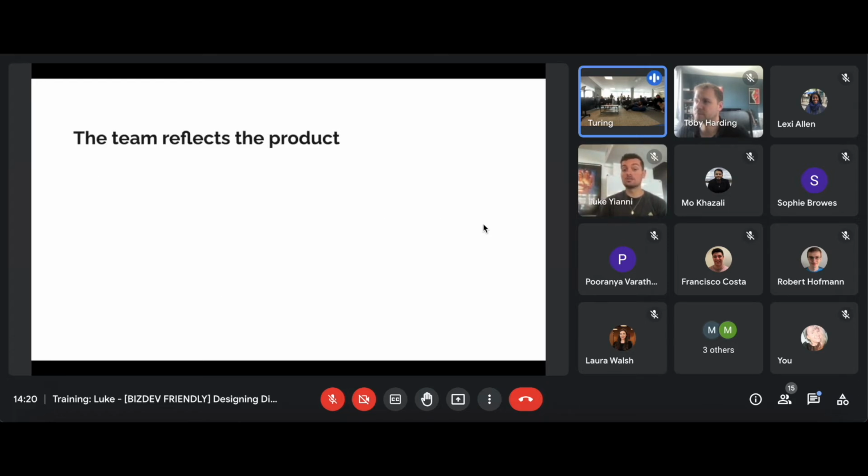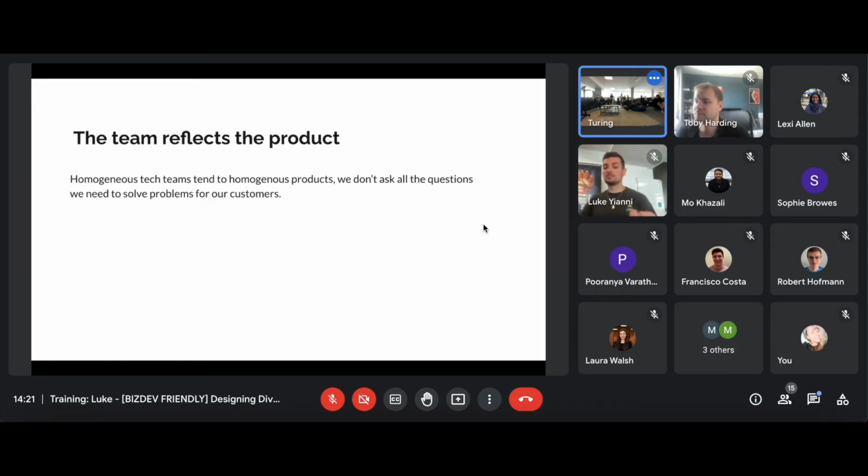Cool. Let's talk about something that I think is really important. The team reflects the product. I think this is one of the biggest things leading to a lack of inclusive and accessible design: us as developers, people who implement things, don't reflect those communities or aren't aware of those communities. It's not an active decision that we're making, it's just an unawareness on our part.